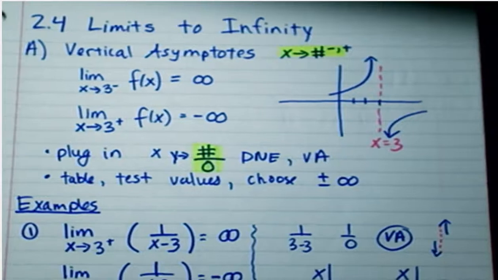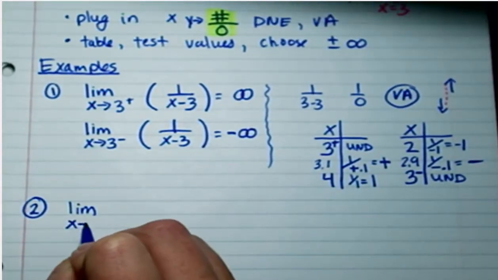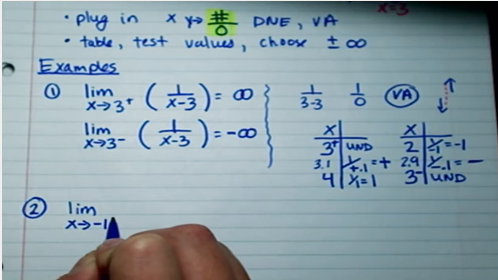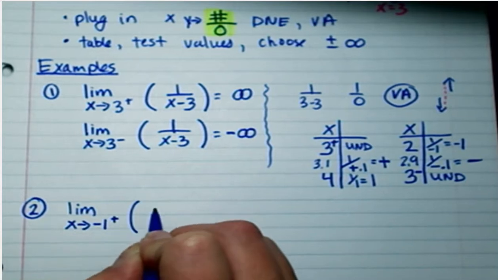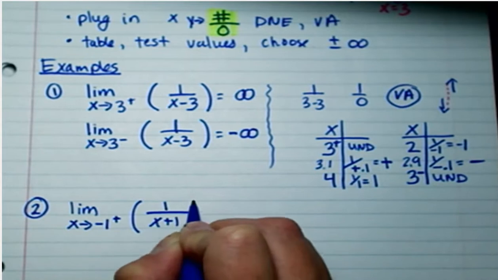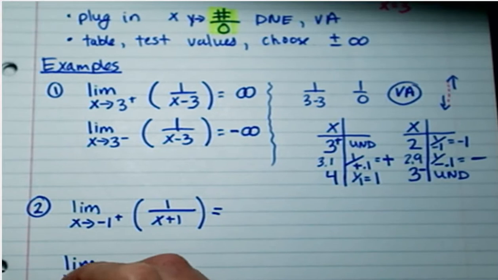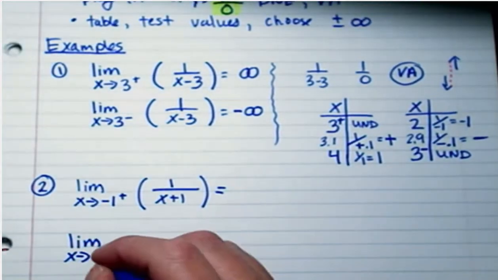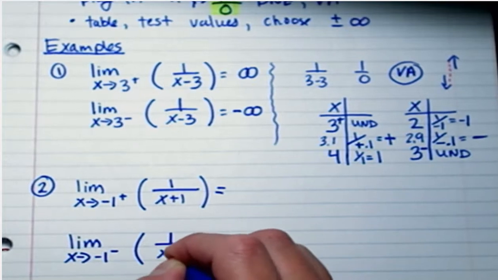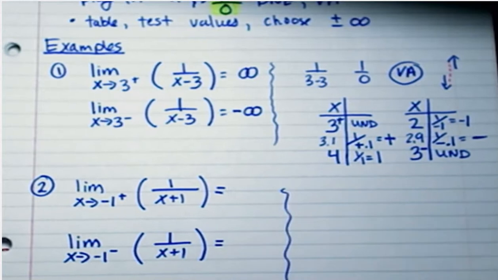Let's scooch down here. The limit as x approaches negative 1 from the right. Then we're going to do the limit as x approaches negative 1 from the left. And scratch work.